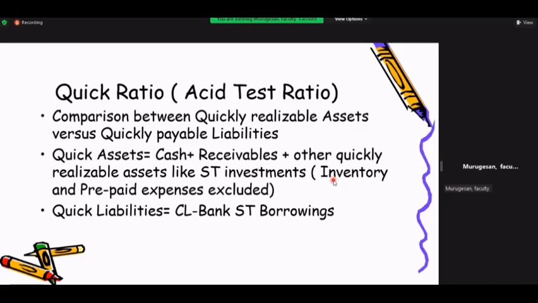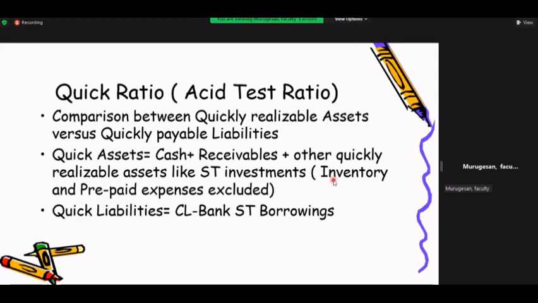What's the quick ratio? It is how quickly you convert your assets and generate cash to meet the quick liabilities. Quick liabilities mean all current liabilities other than bank CC/OD. You may wonder, our bank loan is not a quick liability? No. Our bank CC/OD has 1 year validity.